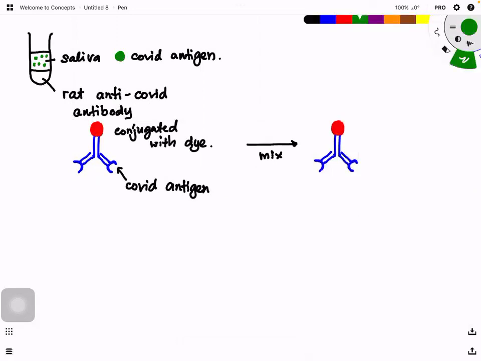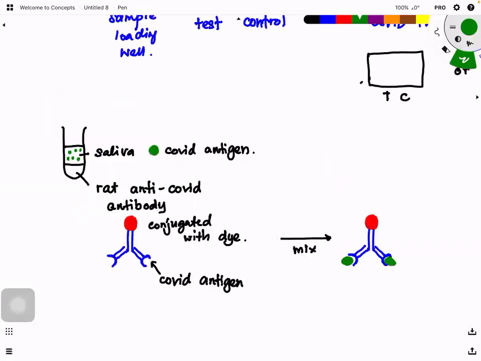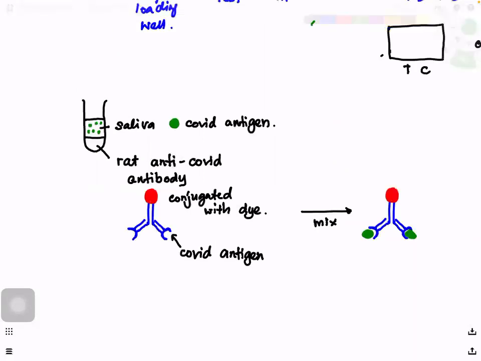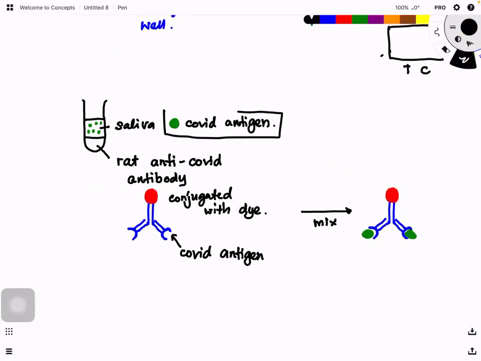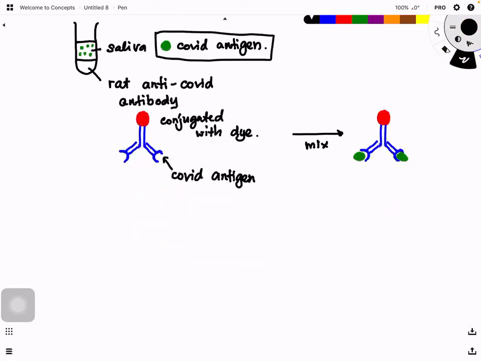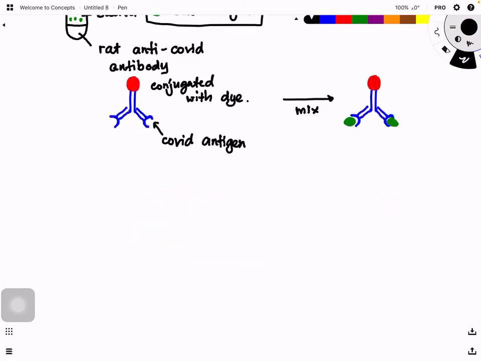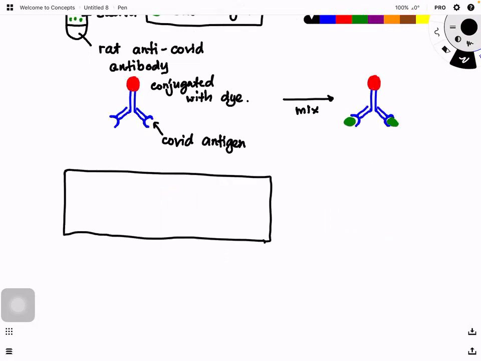So this monoclonal antibody, or we call rat anti-COVID antibody, now binds with the COVID antigen. Okay, so what do you do? This sample, the mixture now, you load it into this COVID test kit. After you mix it 10 times, you squeeze the bottle, then you load your sample.